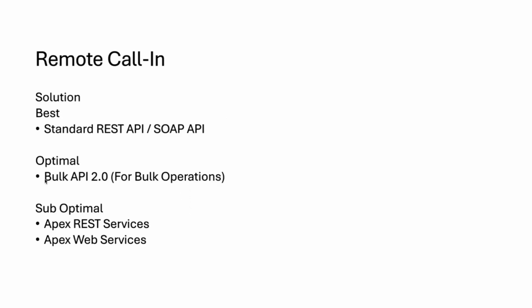If it is bulk, like if the third party system or remote system needs to send the data in bulk, at that time we can provide our Bulk API details, so they can call that API. And the suboptimal solution would be exposing custom REST services. If we use Apex REST services, we can go with that also. For remote call-in, most of the time the standard approach would be fine. We don't need to go with the custom approach, but in some use cases, we need to. We need to expose through Apex REST services.